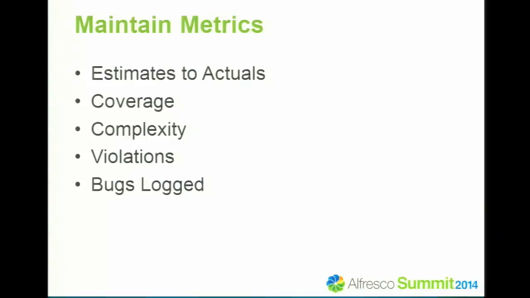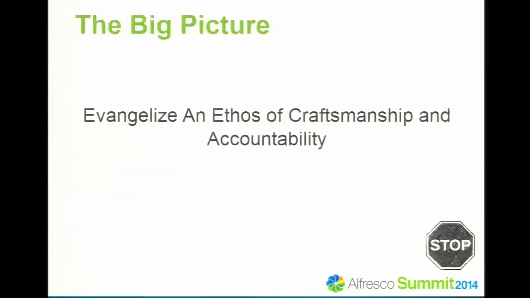You want to track everything you're doing to make sure your code stays clean. The metrics are important because you want to get trending over time, but you need to know your coverage is good. You need to know you don't have complex code. You shouldn't have any violations. And you want to know how many bugs you're logging because that's a good indication of whether you're successful or not. And seeing that over time is a big deal.